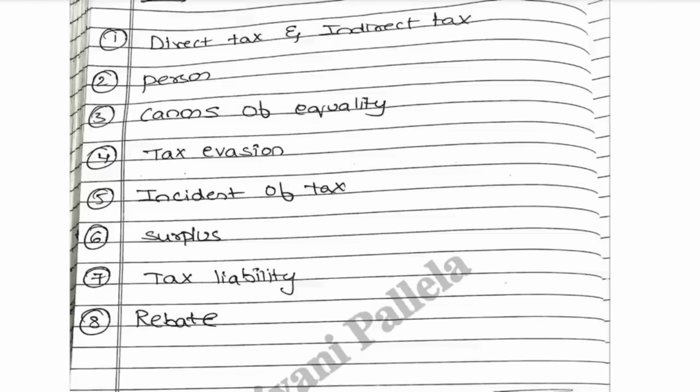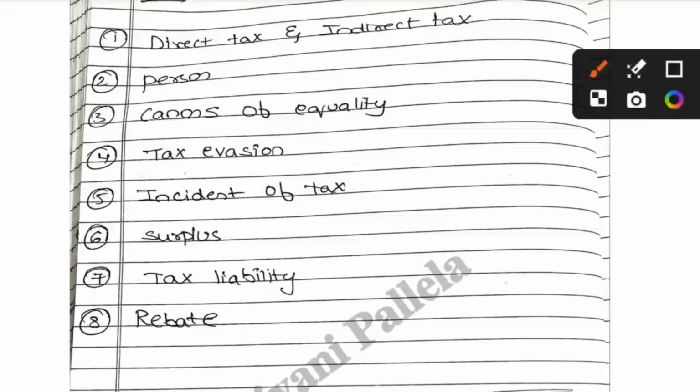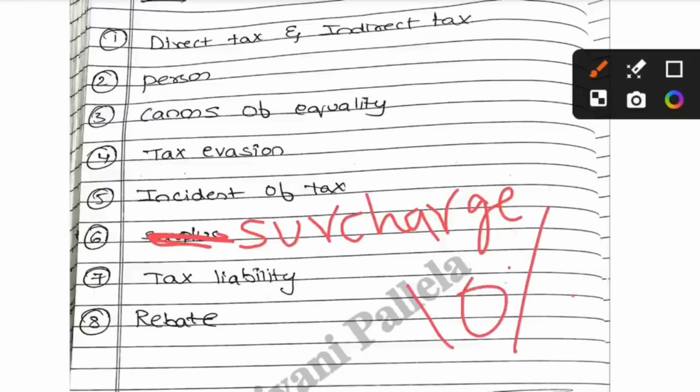Next, surplus. Sorry, it's not surplus, it is surcharge. Surcharge is when a person is earning more than 50 lakhs, then 10% of surcharge is fixed. Yes or no? I have already said this when I was explaining tax liability. I have already discussed this. Yes, so this is the surcharge.